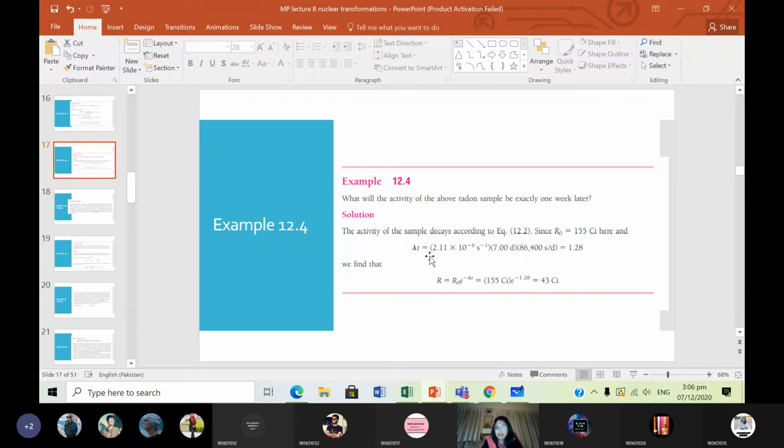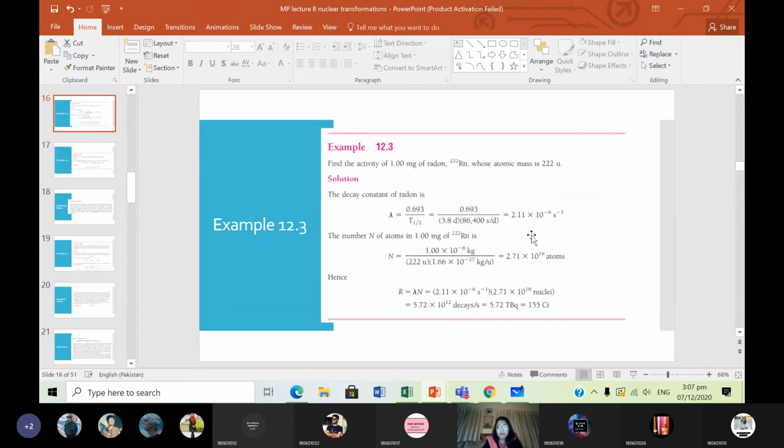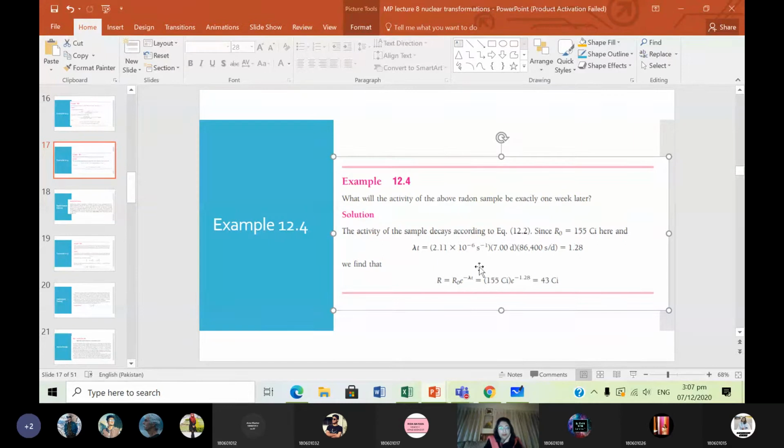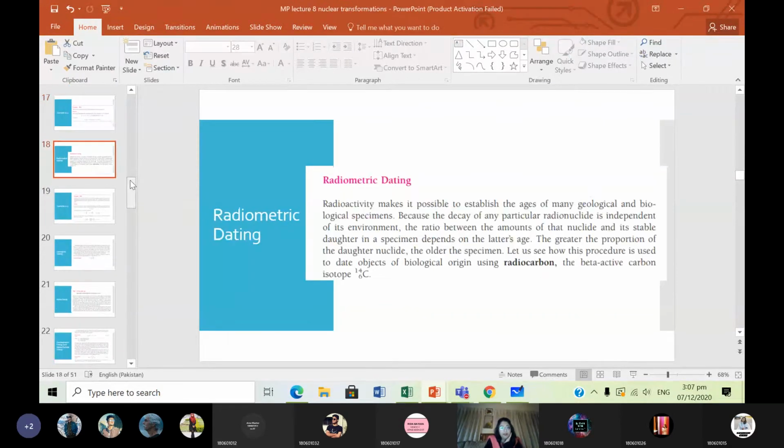And then we want to find lambda T. We already found lambda in the previous example. We'll multiply by the number of seconds in 1 week, which is 7 days, multiplied by how many seconds there are in 1 day: 24 hours times 3600, right? Which is 86,400 seconds per day. So we multiply that by 7 days, and then multiply by lambda. We will get lambda T equal to 1.28. So then we get R equal to R naught e to the power minus lambda T, so we get 43 curies. Okay? Any questions so far?